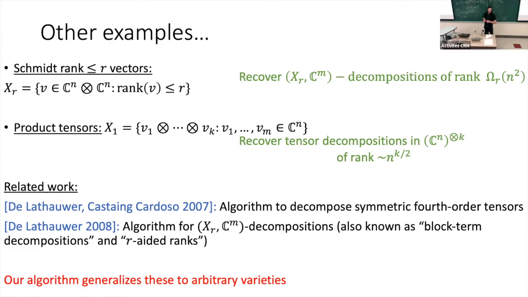Interesting. I've heard a lot about generics. There's the Fubi algorithm, I don't know if you've heard of it. It's a decomposition algorithm for fourth order symmetric tensors. Our algorithm is based on theirs; it generalizes it to arbitrary varieties and fixes the generic claim.